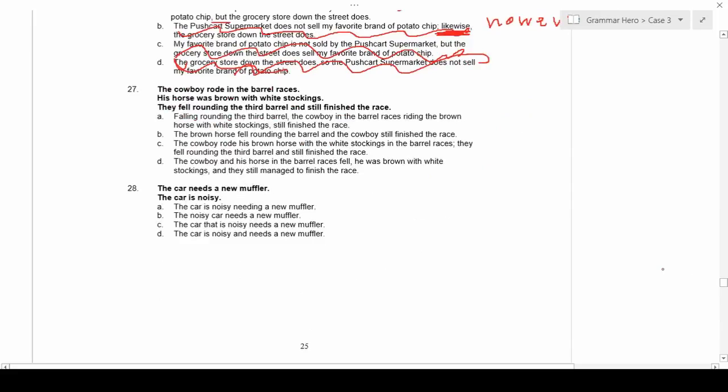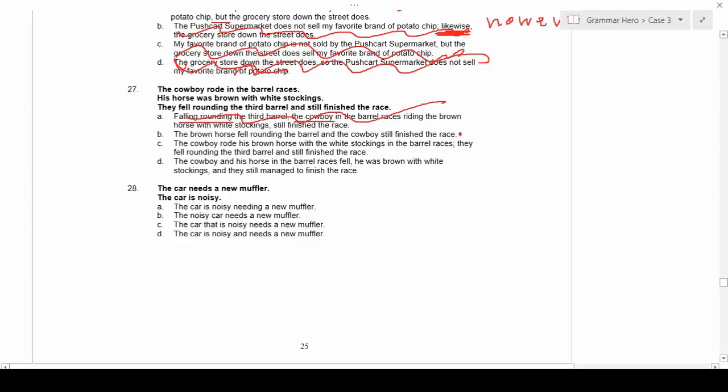27. The cowboy rode in the barrel races. His horse was brown with white stockings. They fell rounding the third barrel and still finished the race. Okay, so as we did in the last one, we're going to read through each of these. A, falling, rounding the third barrel. The cowboy didn't fall, the horse did, so this doesn't make sense.